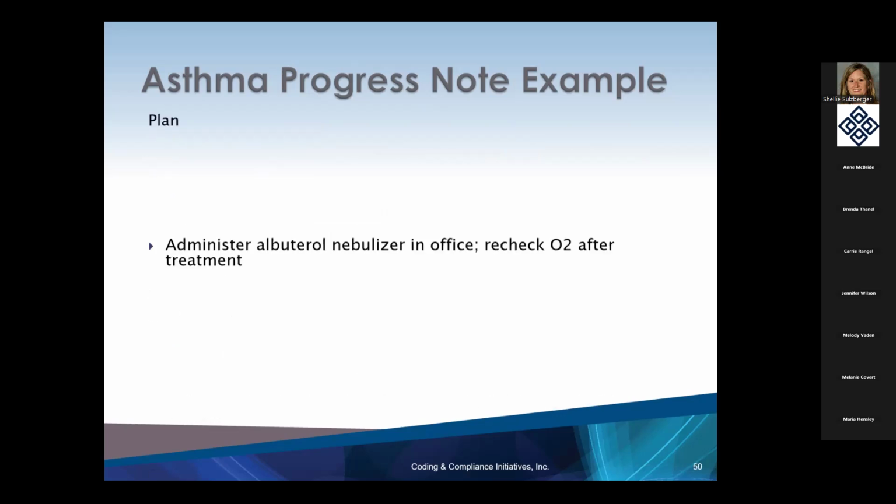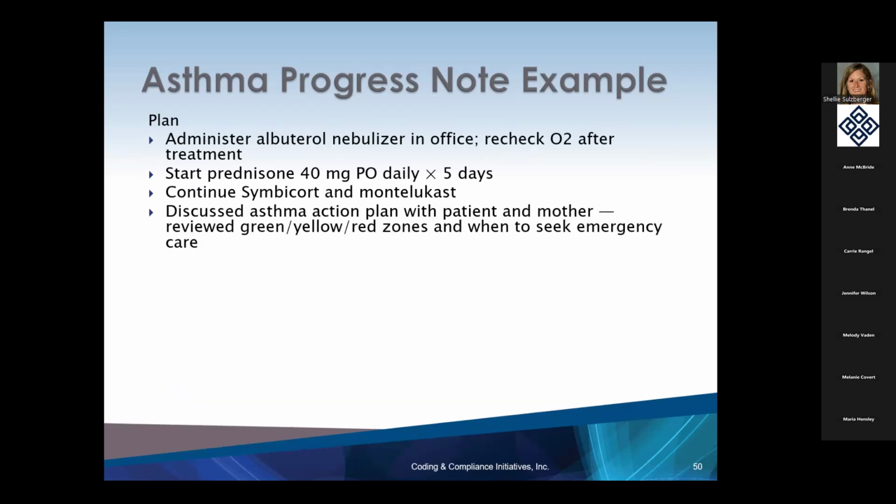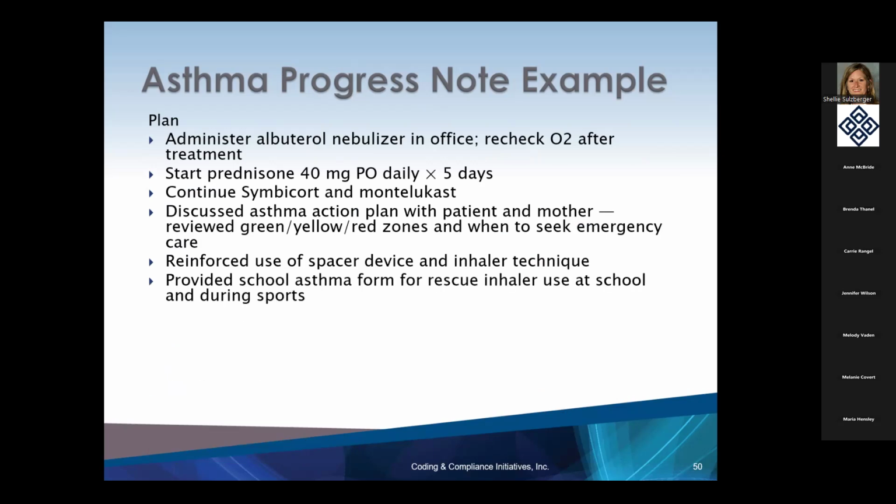Now, what's my plan? We're going to administer albuterol in the office. We're going to start prednisone. We're going to continue the medications that they're on. We talked about the asthma action plan. We reviewed the yellow, green, and red zones and when to seek emergency care. We reinforced the spacer device and the inhaler technique. We provided a school asthma form for the rescue inhaler, and especially during sports. And we told them we want to see him back in 1 week or sooner if symptoms worsen.